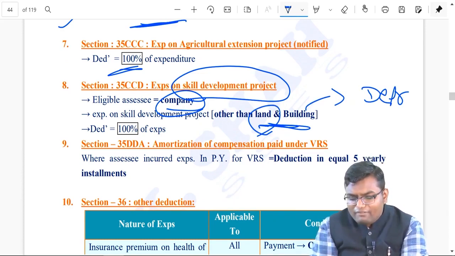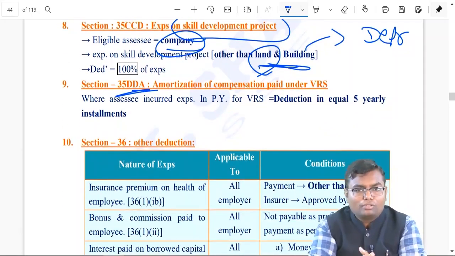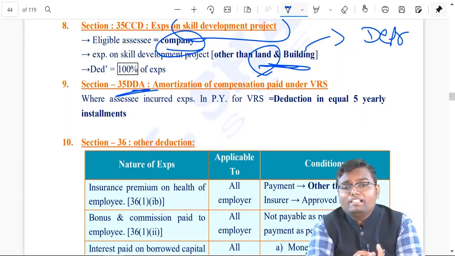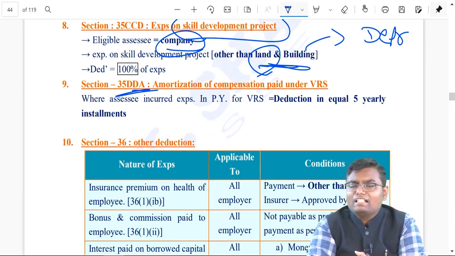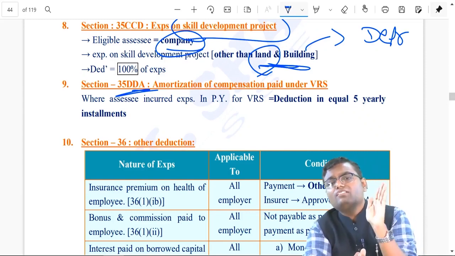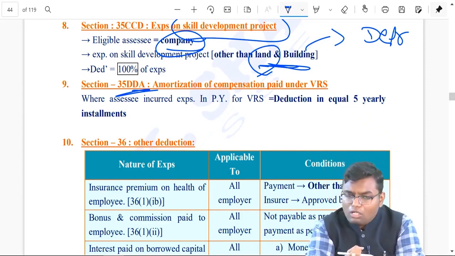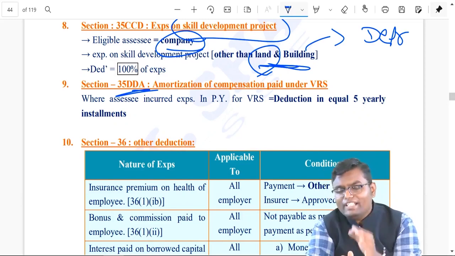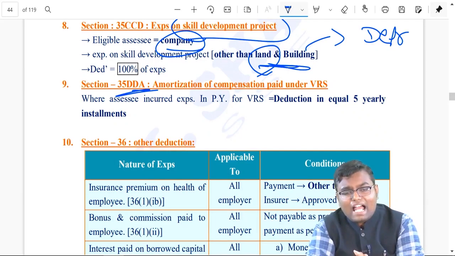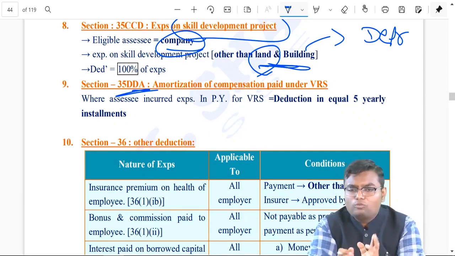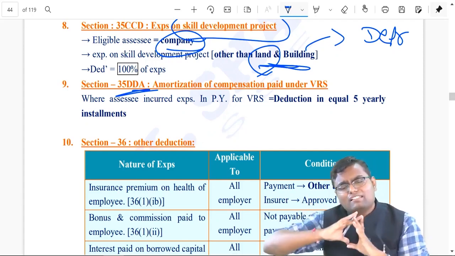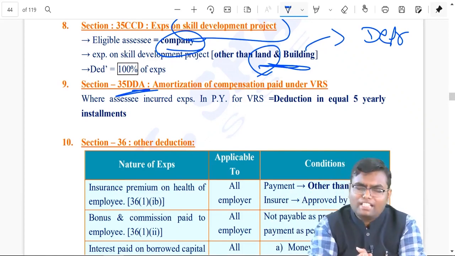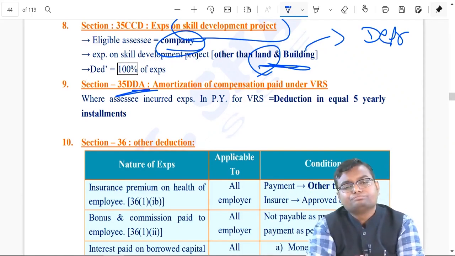Section 35DDA, what it says: if you are a company, you are an employer, you are giving a voluntary retirement scheme to any of your employees, in one single year you can't claim deduction of that VRS expense. You will get deduction in 5 equal annual installments from the year in which you gave it. So if in 2021 I gave VRS of 10 lakh, in this year I will get only 2 lakh rupees of deduction. Balance 2 lakh in the subsequent year, and so on. Means in total over 5 years I will get deduction of 10 lakhs equally.